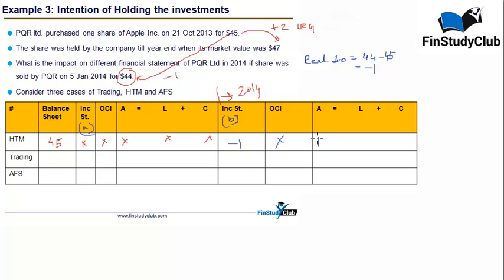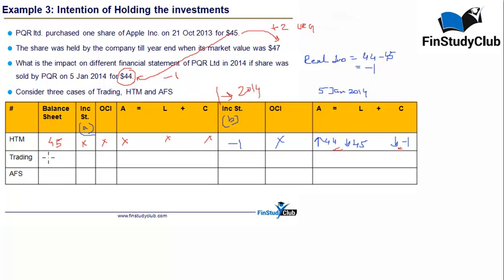So your asset goes up on the date of sale by 44, investments go down by 45, and P&L goes down by 1. Okay, so that's how the equation will tally for HTM.